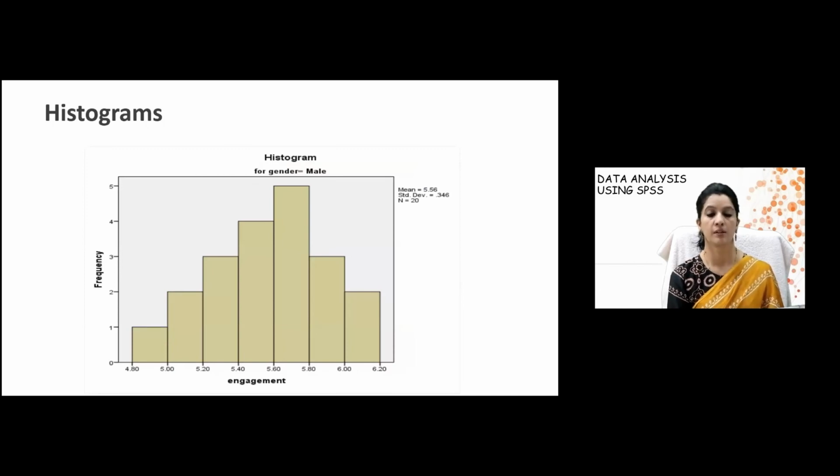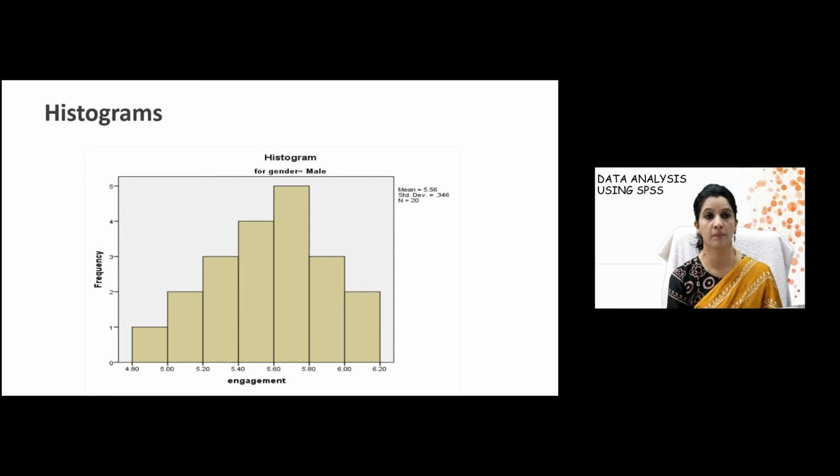Now coming to the graphical method. We discussed the numerical methods for the assessment of normality: Shapiro-Wilk, kurtosis and skewness, and mean and standard deviation. Now we have to discuss the graphical method. We discussed two things: the first one was the histogram and the second one was the QQ plot or quantile plot.